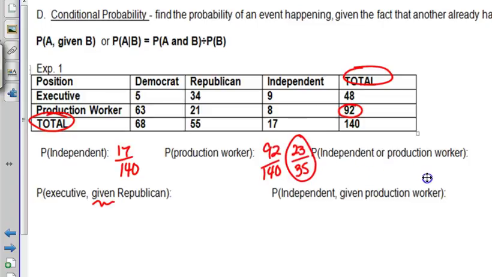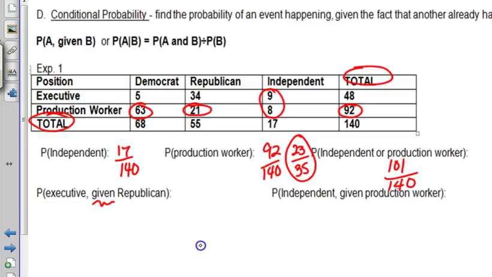Independent or production worker. So all the independents count and all the production workers no matter what, right? So that's the way I do it. I just add them all up. 17, 38, 101. Anybody helping me? Yeah, it's 101, right? Because it's only 39 that don't count out of 140. I don't think that's going to reduce, is it? Okay.